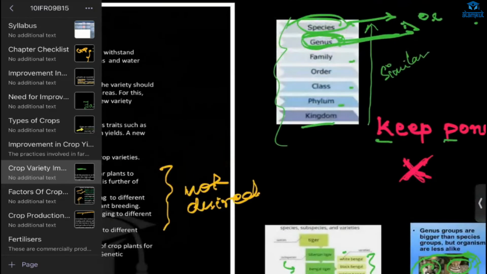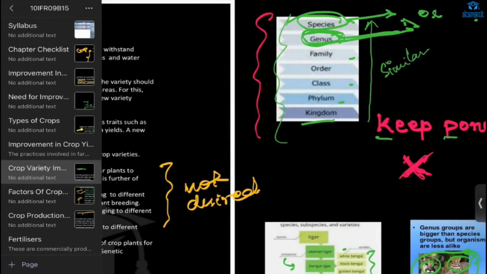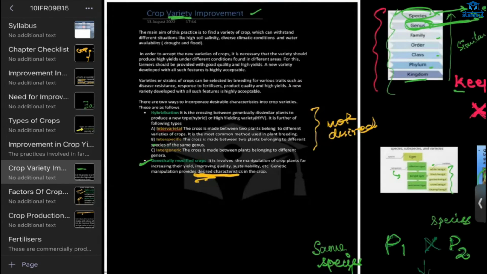You will learn all this in the next chapter, which I'm going to take, that is diversity. In that you will learn species, genus, family, order, class, phylum, kingdom. All these are classifications. And genetically modified crops, what are those?